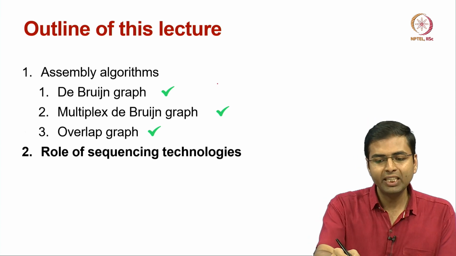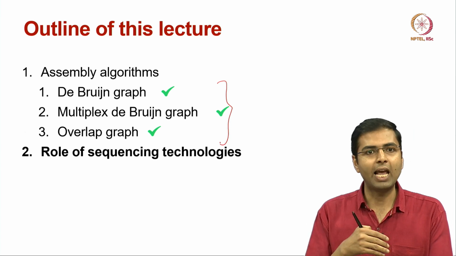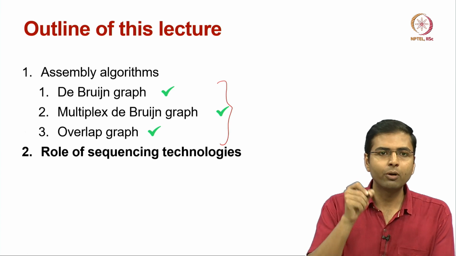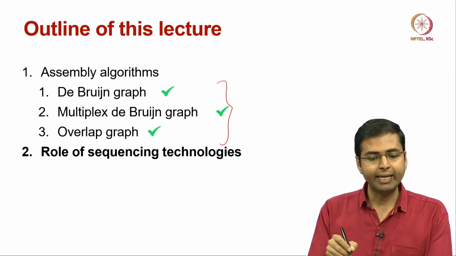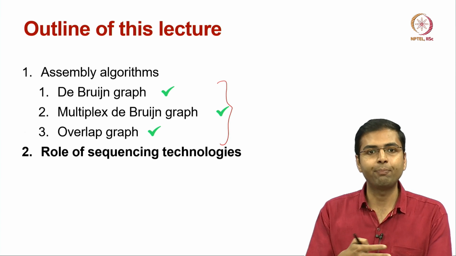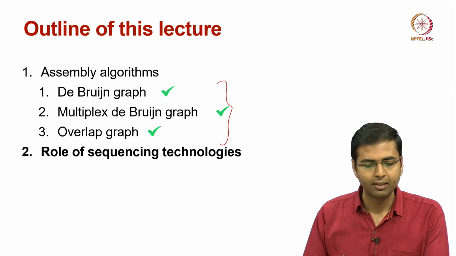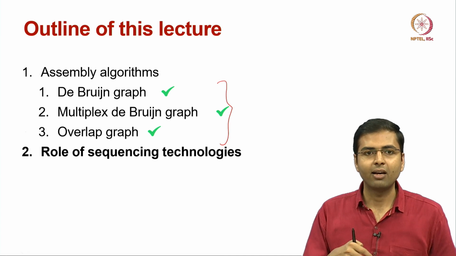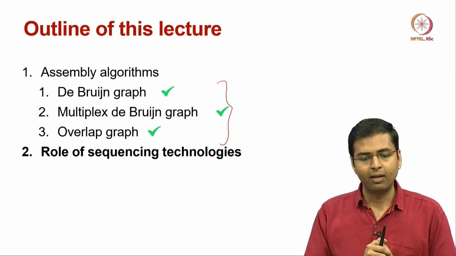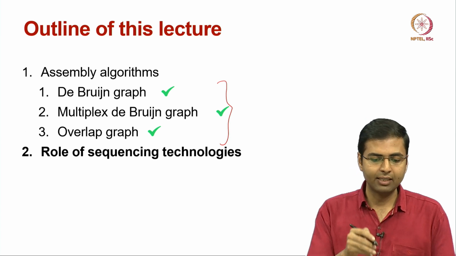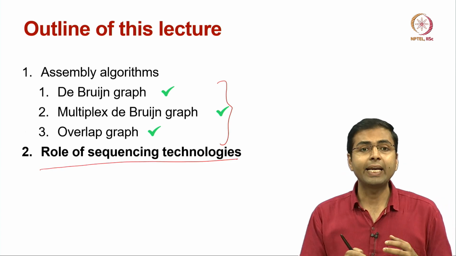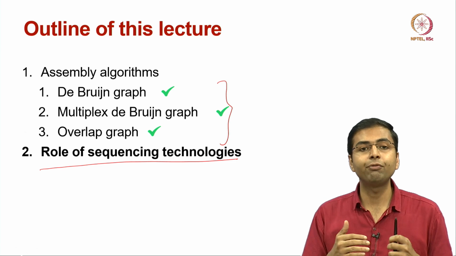So far we have seen three most popular algorithmic paradigms for solving the genome assembly problem. We went into de Bruijn graphs in significantly more detail, and then I gave you an overview of how multiplex de Bruijn graphs and overlap graphs work in practice. This covers the algorithms that are used in practice in modern genome assemblers. The last remark I want to make in this lecture is the important role of sequencing technologies. Sequencing technologies play a significant role in shaping the field of genome assembly as well.